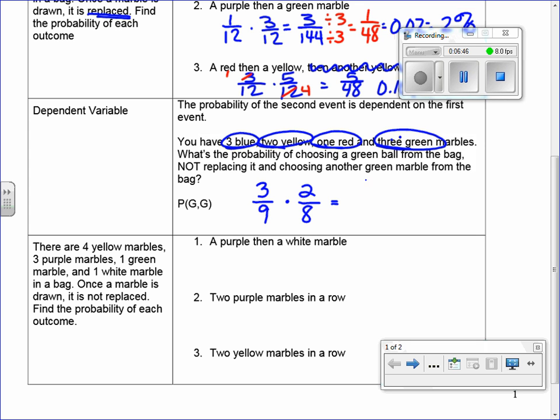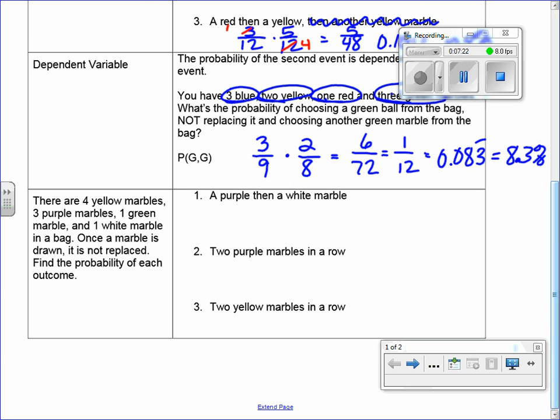So I'm going to end up with 6/72. And that can be divided by, I believe 72 is divisible by 6. Yeah. And that's going to be 1/12. And 1/12 is, we already did that, 0.083 repeating, which is 8.3%.